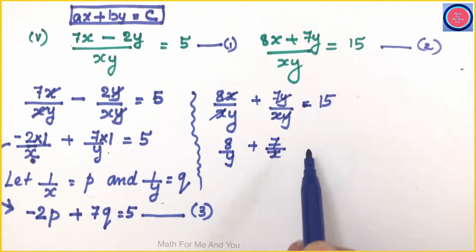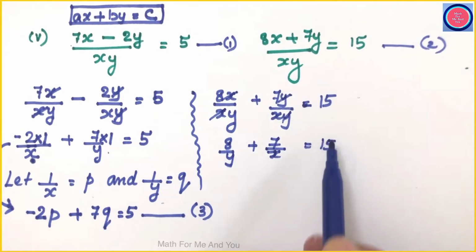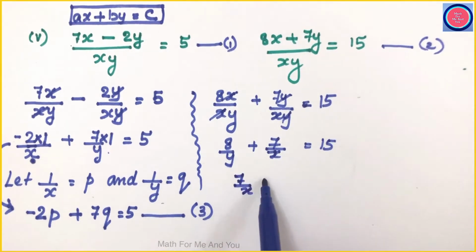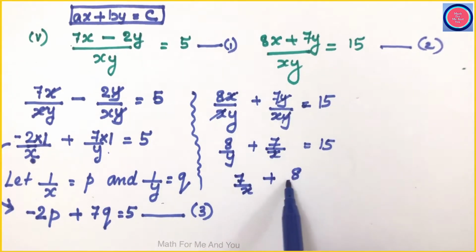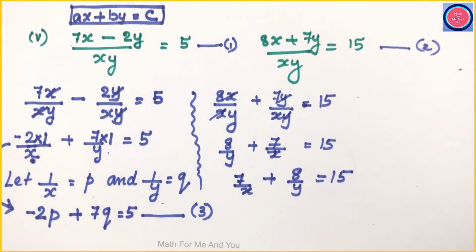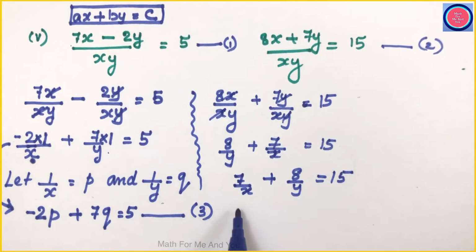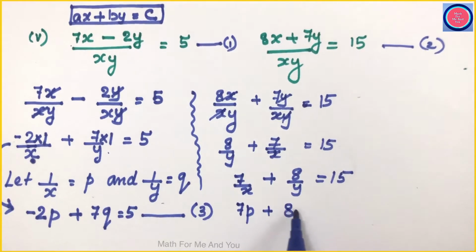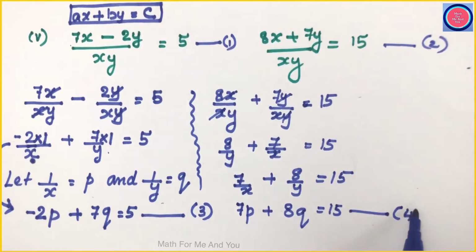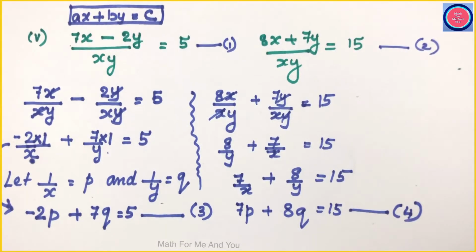But when we write in standard form, we write the x term first, after that the y term. So we write 7 over x plus 8 over y is equal to 15. This is not a linear equation. How can we change it to a linear equation? Yes, we have already taken 1 over x as p, so this becomes 7p plus 8q is equal to 15. See, this is of the form ax plus by equals c. Now we can write this as equation number 4.